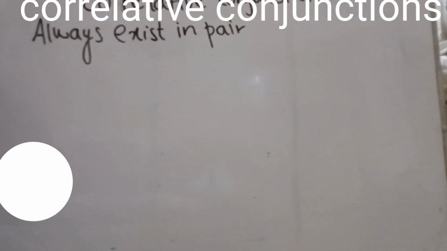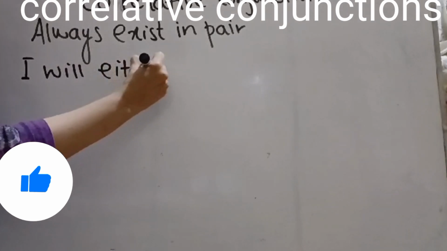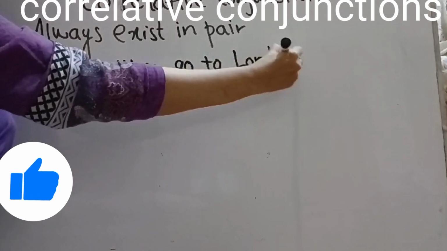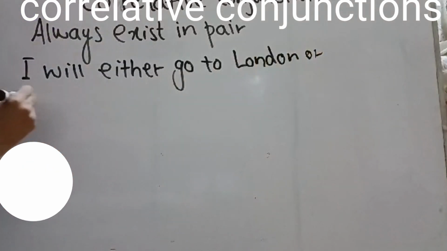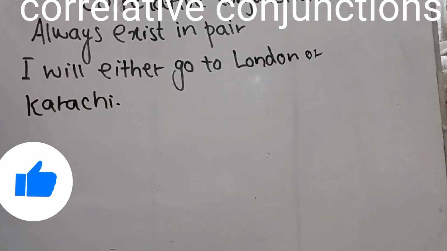Now here I'm going to write: I will either go to London or Karachi. They always exist in pairs. I will either go to London or Karachi. This is called a correlative conjunction, either or. Here either is used, and here or is used.